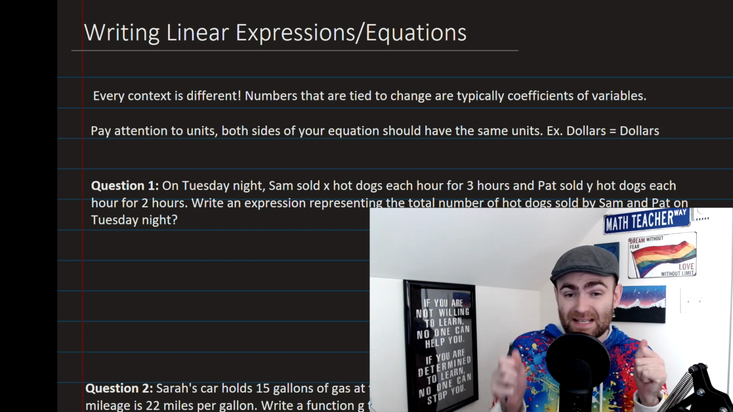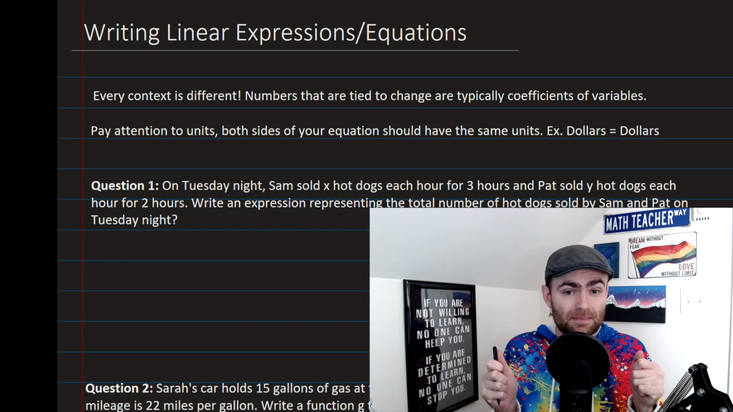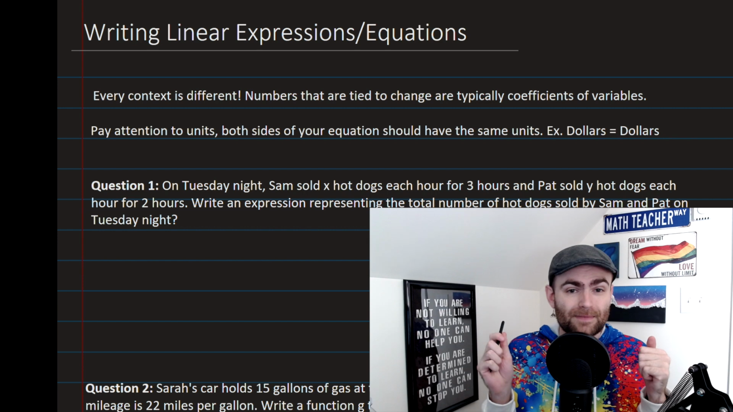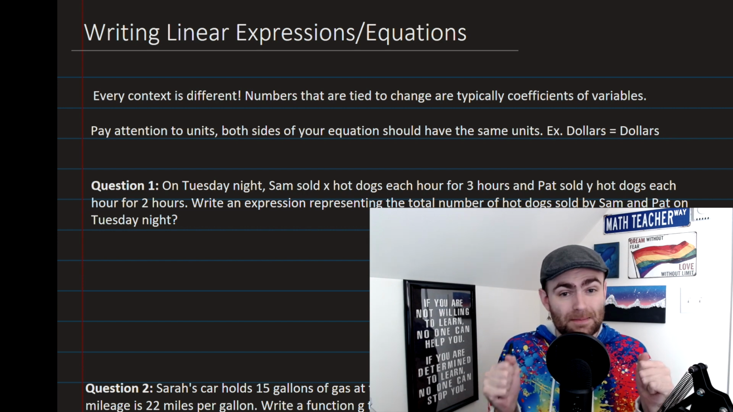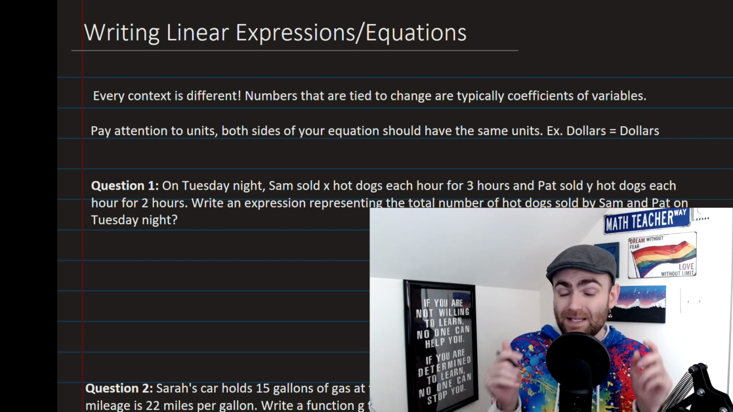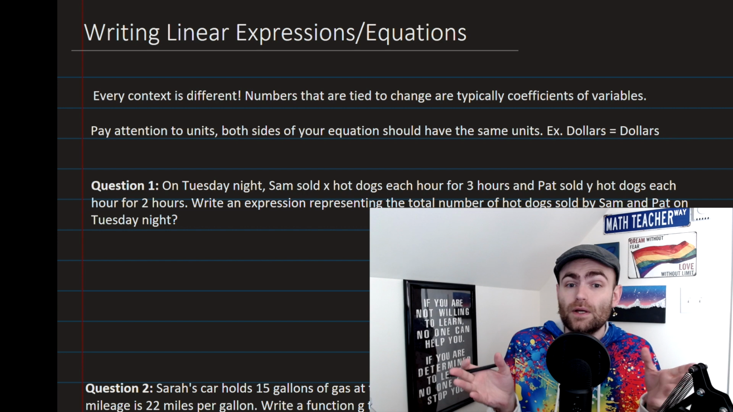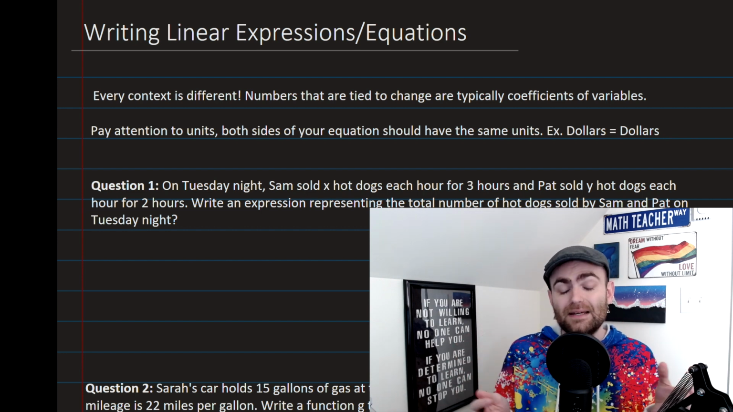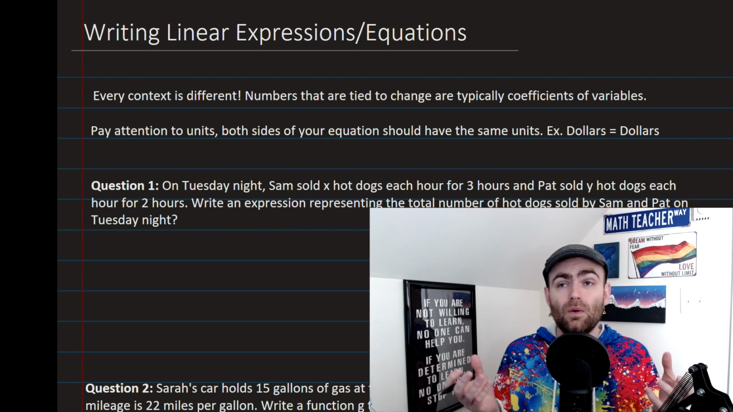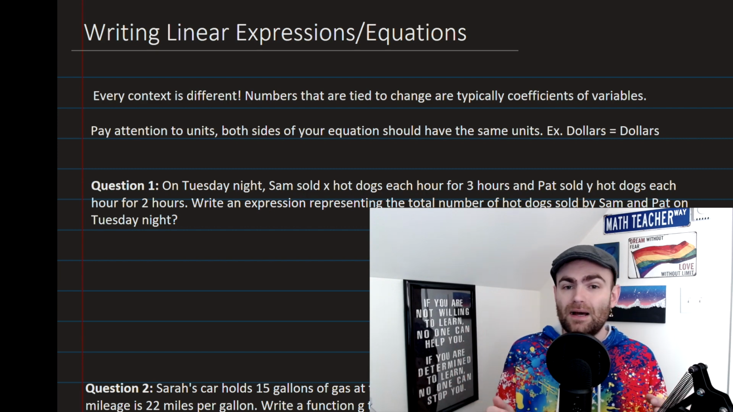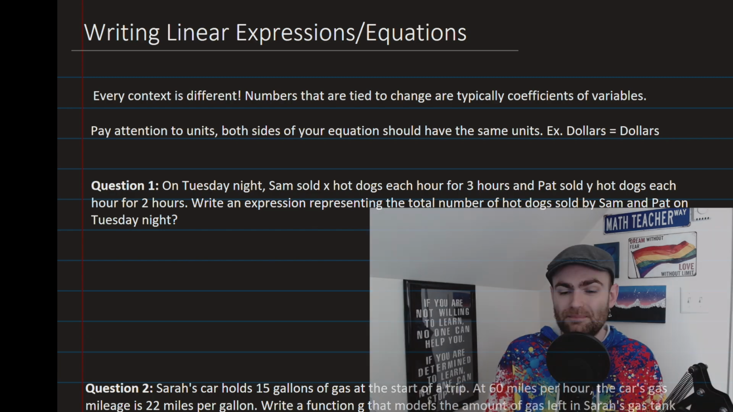Typically, if a number is designated with change of some kind, like 50 miles per hour or anything like that, that's typically a coefficient to a variable. Otherwise, we need to make sure that our equations, if we have an equation, are written so we have the same unit on the left-hand side and the right-hand side. So money equals money, or miles equals miles, feet equals feet, people equals people. You get the idea. So let's dive in.